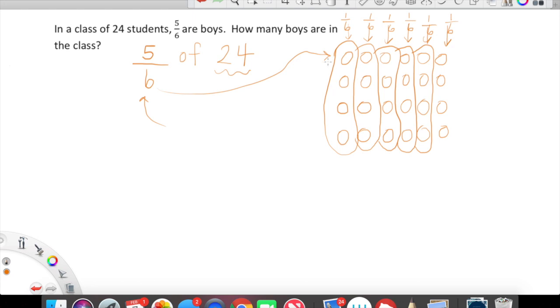What we need to figure out though, you guys, is how many boys are within the 5 sixths. We can do this in a few different ways. I have 5 across and I have 4 rows. What is 5 times 4? Well, that is 20. But let's just make sure that my math is correct. So I have 5, 10, 15, indeed 20. 5 sixths of 24 is 20.